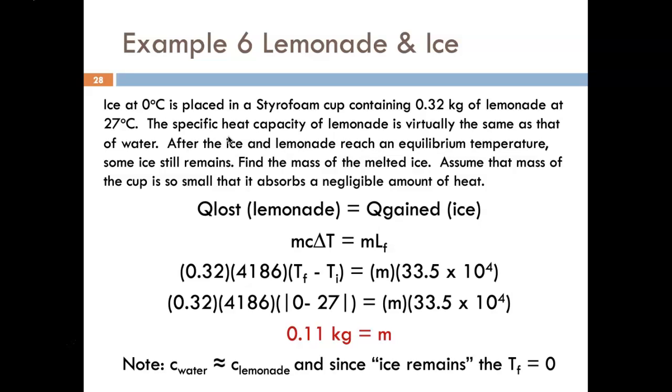So you fill in all the bits, your L_F, you've got your temperature change, the c for lemonade. The 0.32 is how many kilograms of lemonade you had. And the final answer is your mass is 0.11 kilograms. And yeah, that's it. That's all you had to do in this one. So the trick of these is setting up the original equation right, but it's not hard after that at all.